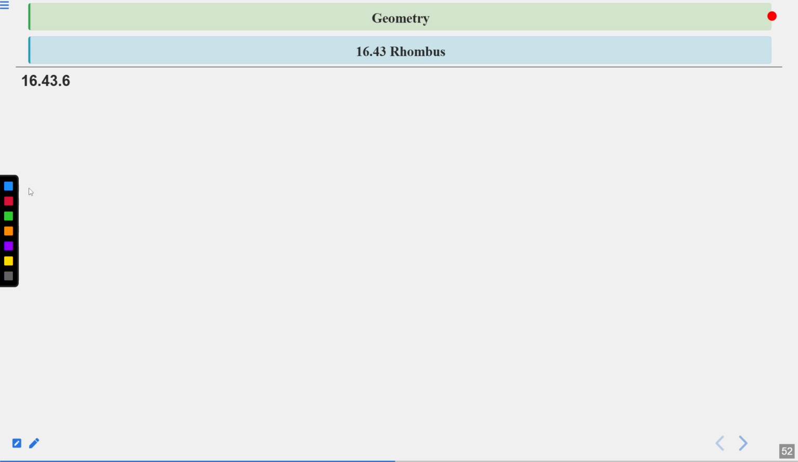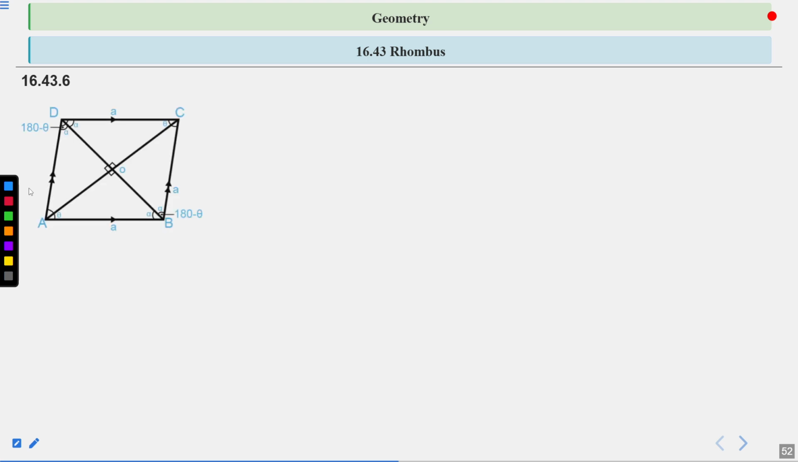Property 16.43.6 of the rhombus. This is the diagram of the rhombus. All four triangles made by the two diagonals are congruent. It means triangle AOB, triangle BOC, triangle DOC and triangle AOD are all congruent to each other.